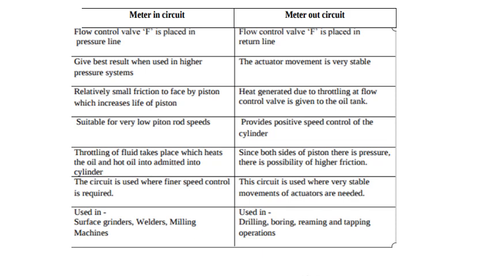Now, here is the comparison between meter in circuit and meter out circuit. In the first, meter in, the flow control valve is placed in the pressure line. In meter out circuit, the flow control valve is placed in the return line. Meter in circuit gives the best result when used in higher pressure systems. In meter out, the actuator movement is very stable.